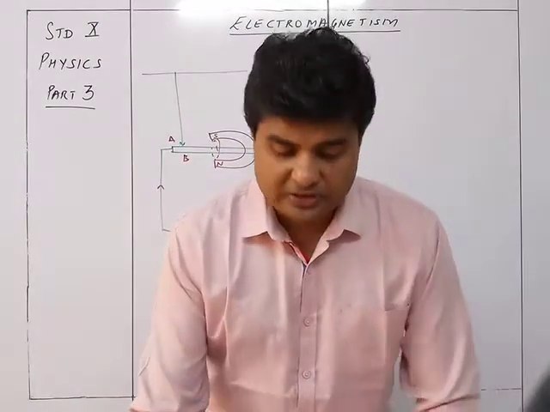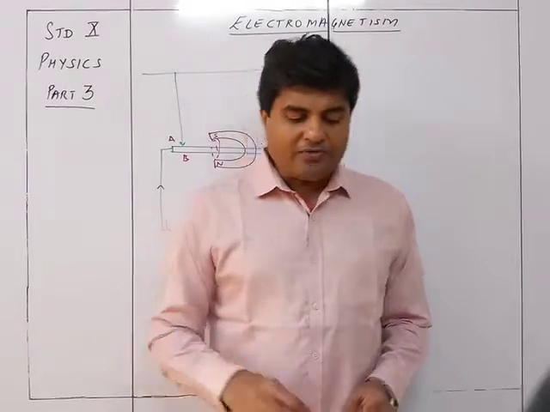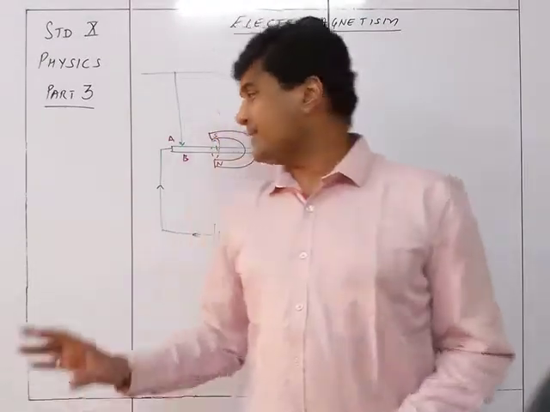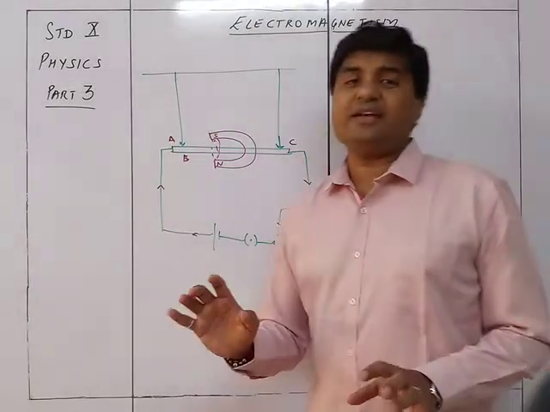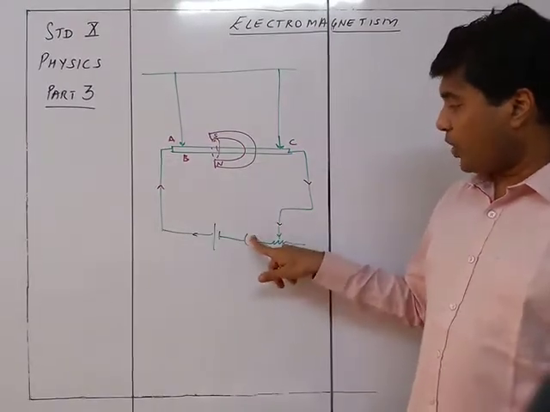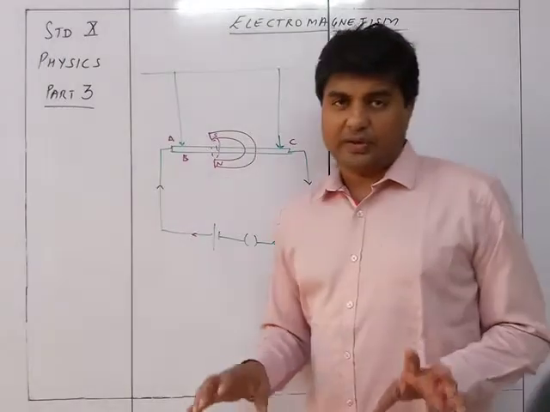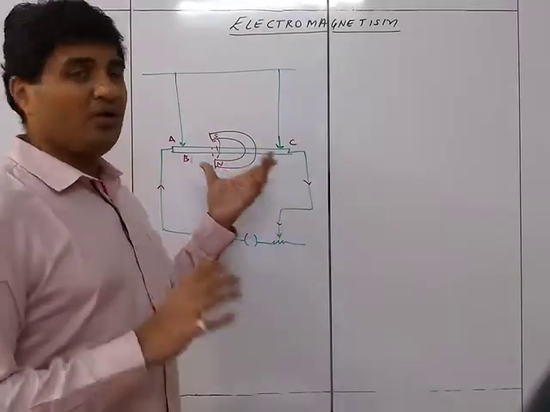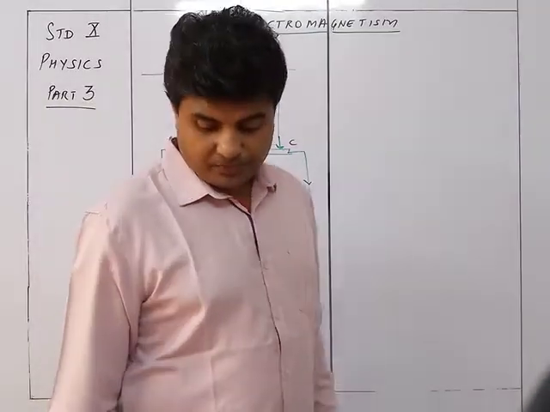So the experiment is observed that first, when no current flows in the wire, no force acts on the wire and the wire does not move. So the wire is not going to move if there is no current passing through it. So if this is off, then no current is passing through it, and the conductor is not going to have any kind of deflection.